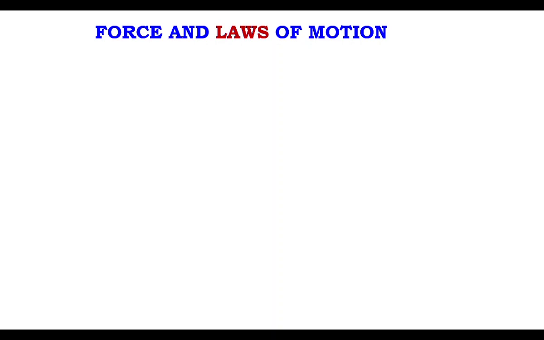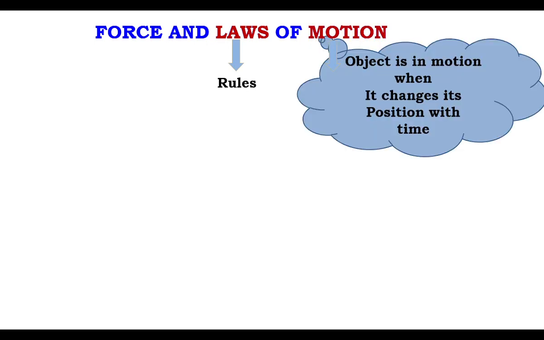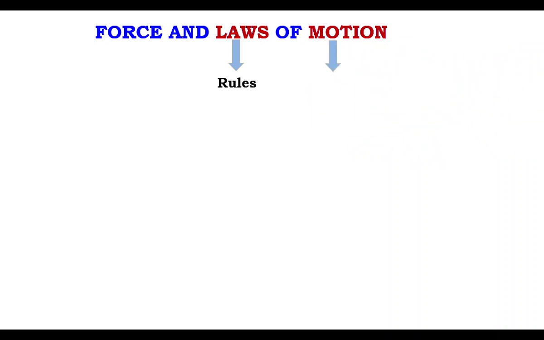So what is the meaning of laws? Laws means rules. That means the rules which have to be followed during the motion. A motion, we know very well, we have already done in the previous chapter: the body is said to be in motion if it changes its position with time, right?